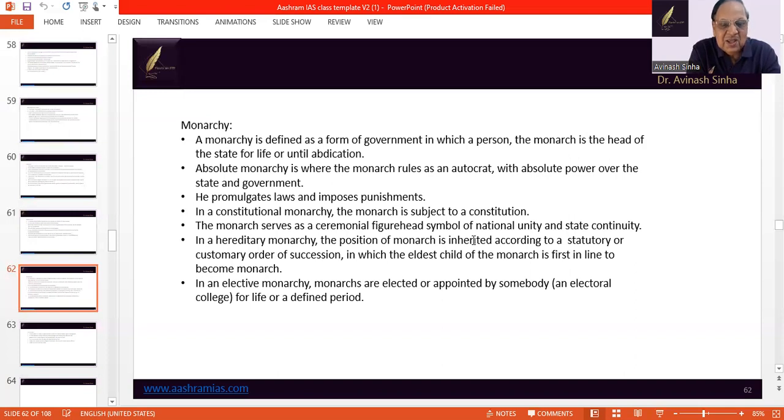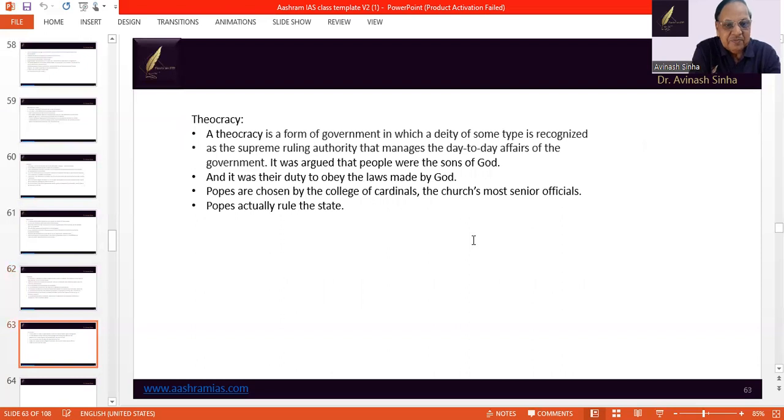In a hereditary monarchy, the position of monarch is inherited according to a statutory or customary order of succession, in which the eldest child of the monarch is first in line to become monarch. In an elective monarchy, monarchs are elected or appointed by somebody, an electoral college, for life or a defined period. This is called elective monarchy.